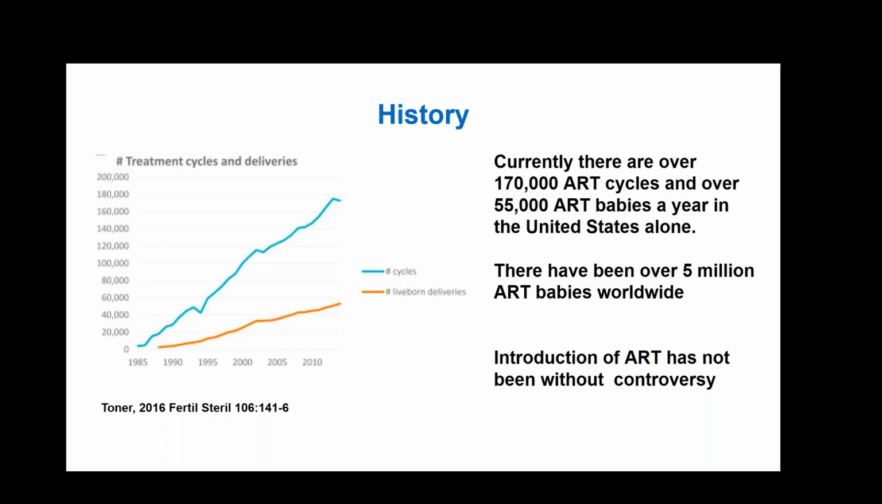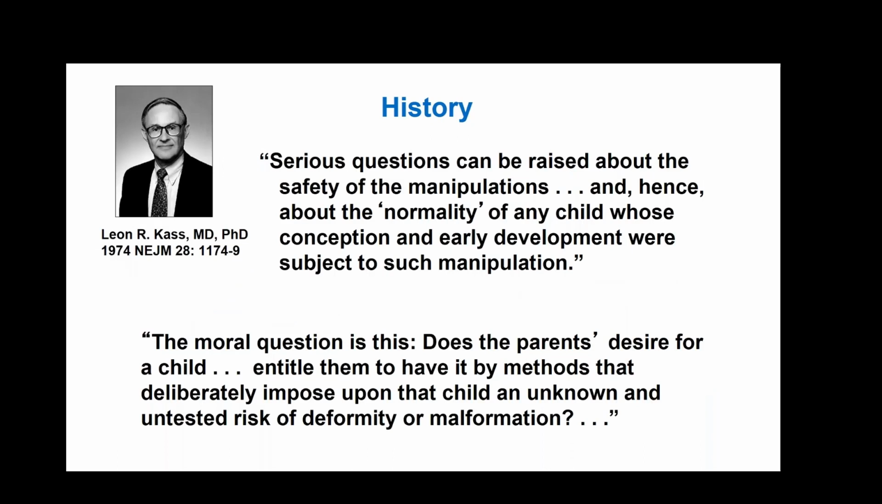So it's hard to remember that the introduction of this technique was not without controversy. Prior to introduction of ART, many people worried that children born from this technique would be abnormal. In 1974, for example, an ethicist by the name of Leon Kass wrote the following about IVF in the New England Journal of Medicine. Serious questions can be raised about the safety of the manipulations, and hence about the normality of any child whose conception and early development were subject to such manipulation.